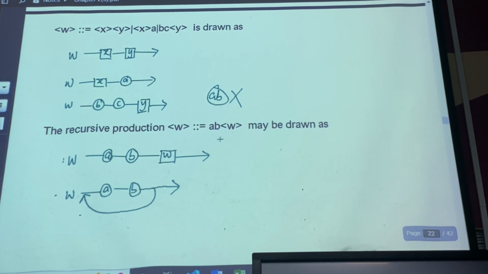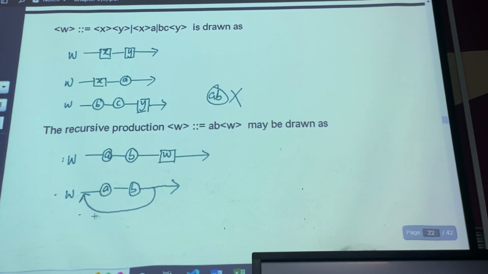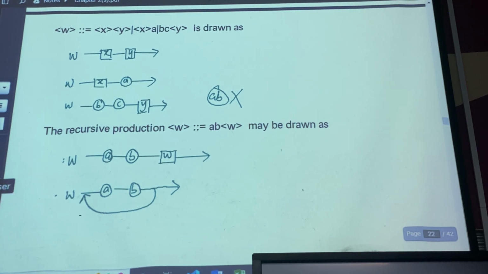Is correct because the W here you need to substitute with something else, right? But if you have AB and you want to look back to W and you draw another line out here, for this substitution it is not correct because you have nothing to substitute after B. You can only go back to W only. Okay? So here you cannot draw the arrow out.